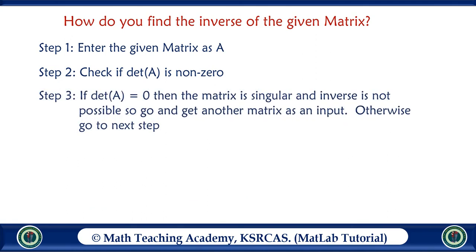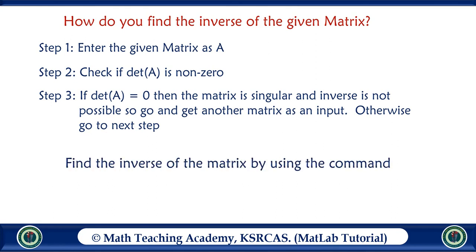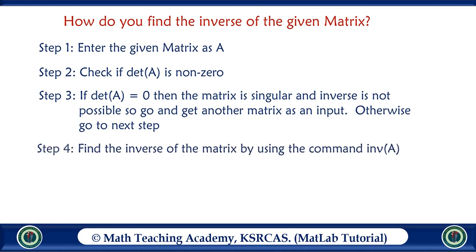Step 3. If the determinant of A is equal to 0, then the matrix is singular and the inverse is not possible. So go and get another matrix as an input. Otherwise, go to the next step. Find the inverse of the matrix by using the command inv of A, and let it be step 4. So step 4 becomes find the inverse of the matrix by using the command inv of A. Now print the result inv of A, and let it be step 5. Step 5 becomes print the result inv of A.